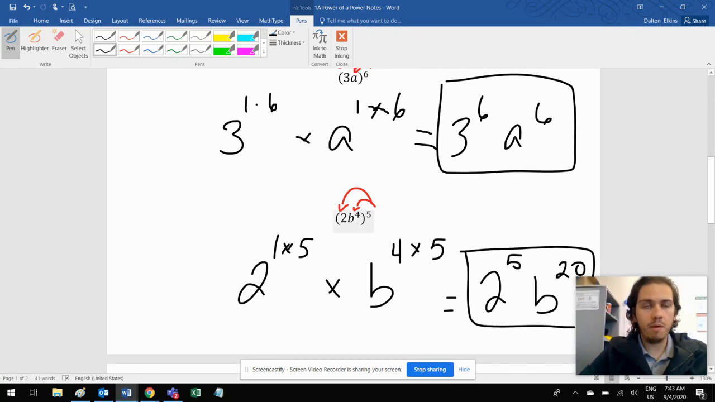So the trick is to remember that when you have more than one thing in your parentheses, this power on the outside goes to both terms there. So make sure you distribute that over, make sure both of them get raised to that power, because people will forget it. It's one of the most commonly forgotten pieces. I want to make sure that you remember it.